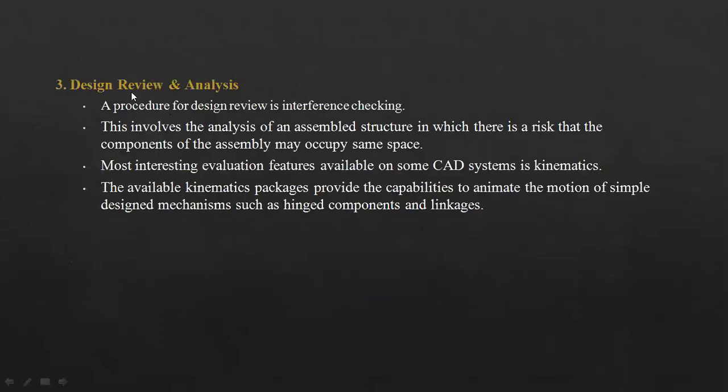And then you have design review and analysis. So the procedure for design review is interference checking. Okay. So what we do generally is interference checking to see whether, as I said in that example, there are some components beside it, below that, interfering with that. Okay. So when assemblies are involved, you have to check for interference, right? This involves the analysis of an assembled structure in which there is a risk that the components of the assembly may occupy the same space, right? That is what we are checking interference for.